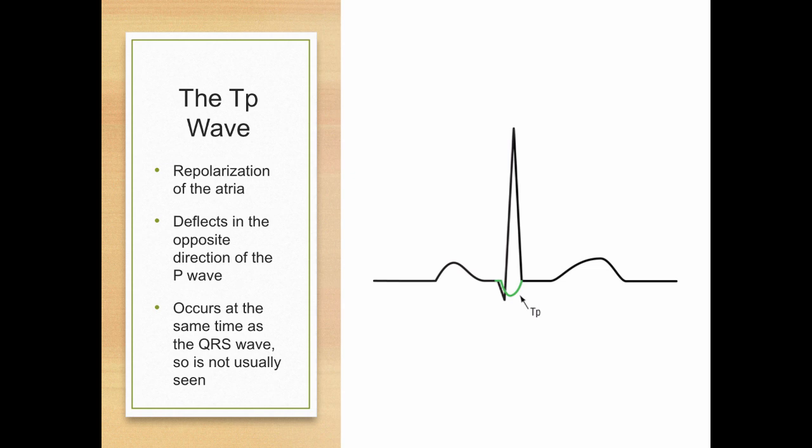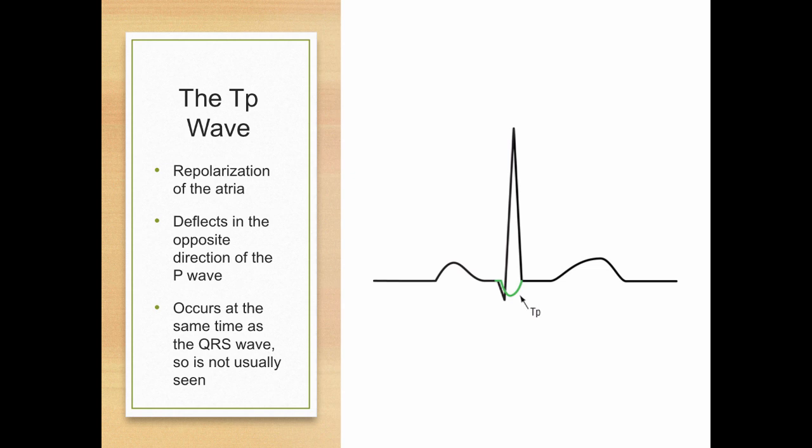We have a TP wave. You can use that as you want. But we do have a TP wave. It is the repolarization of the atria. This is typically, most commonly, almost always overshadowed by the QRS complex itself, so we don't see it.